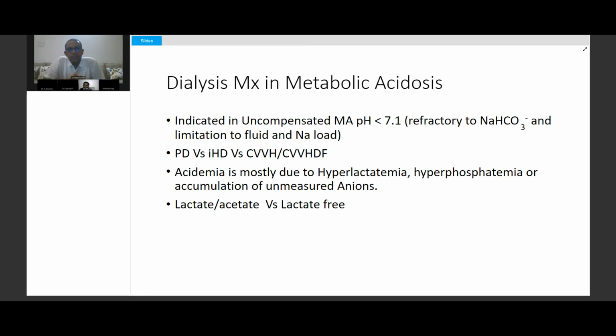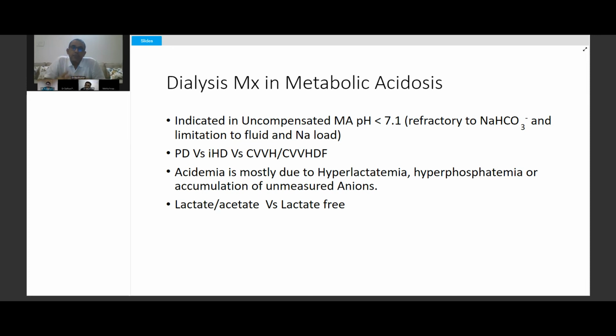When you do CVVH and CVVHD, people think of the benefits of it. By doing dialysis you can easily improve the acidosis, but the downside of it is a problem if you start a lactate buffered solution; normally the body has a capacity to work well.